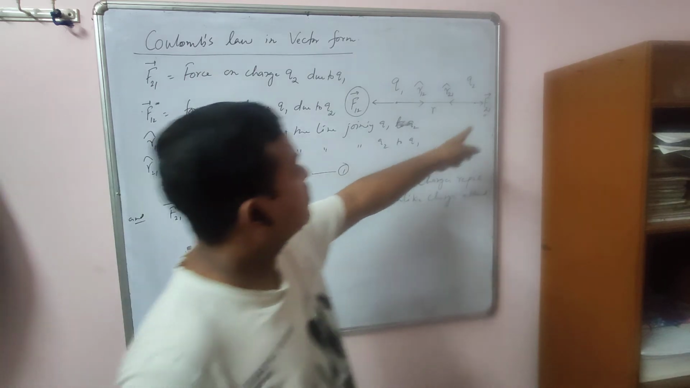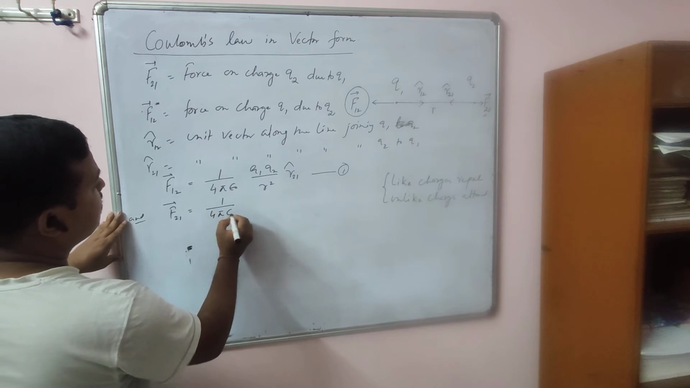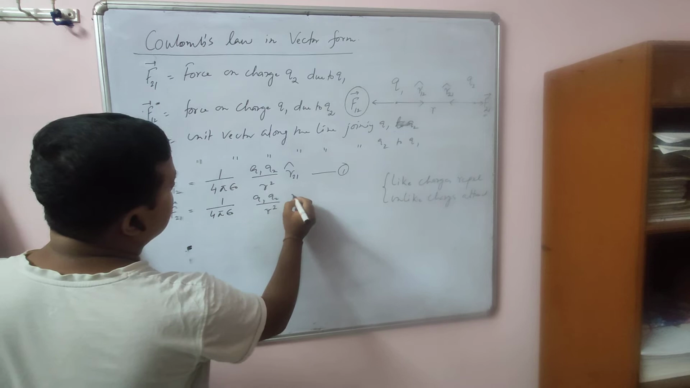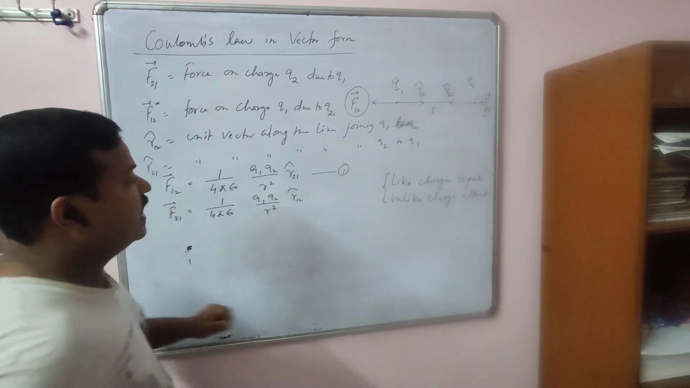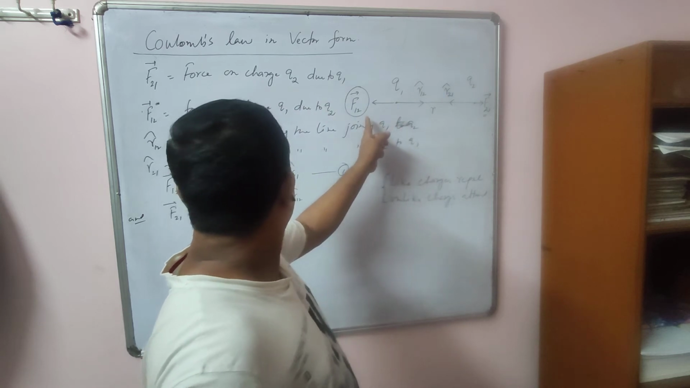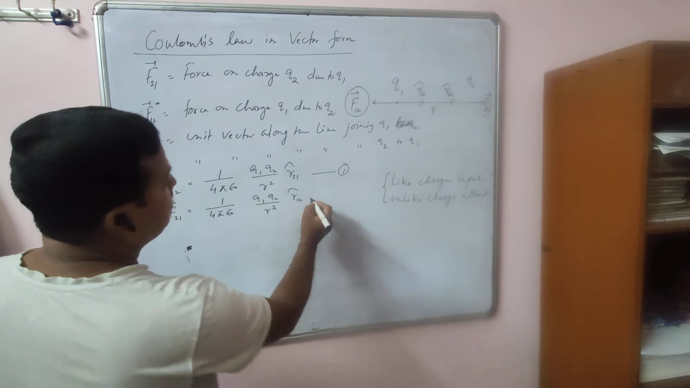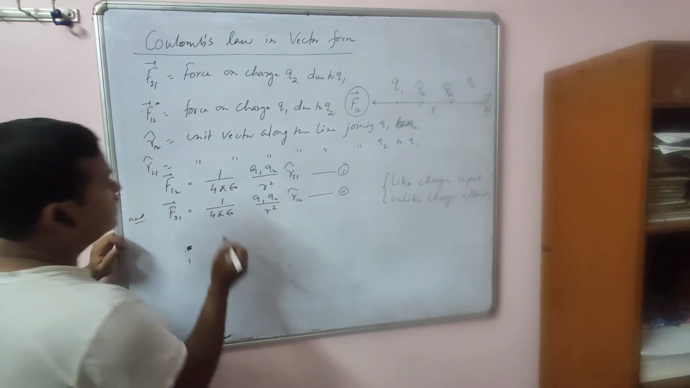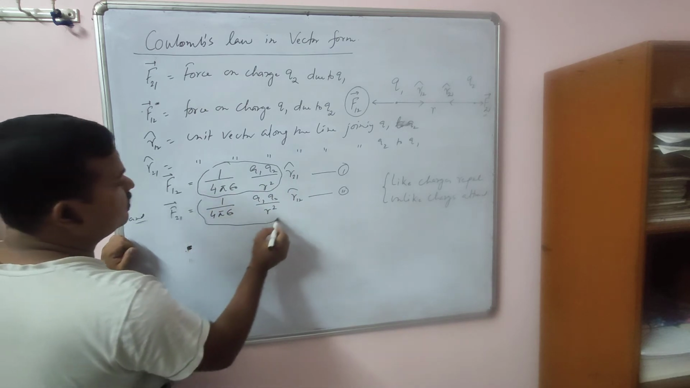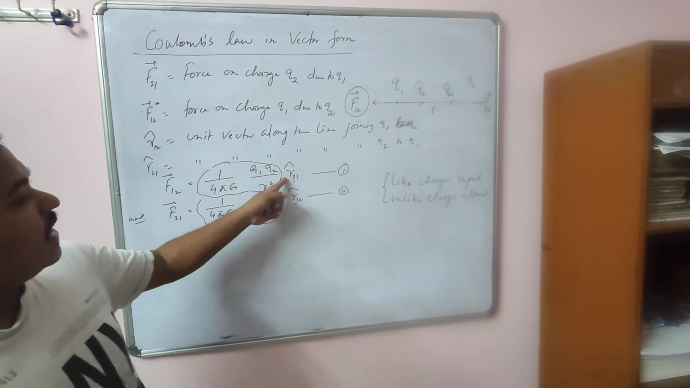F21 means this force. So it is also the same: 1 by 4 pi epsilon Q1 Q2 by R square. Here it will be R12, because you see the direction of F12, the direction of F21, this F21, it is along what? Q1 to Q2. So R12. Now here you see this part and this part are the same. Only this is the difference: R21 and R12.